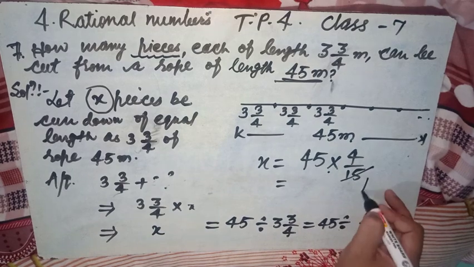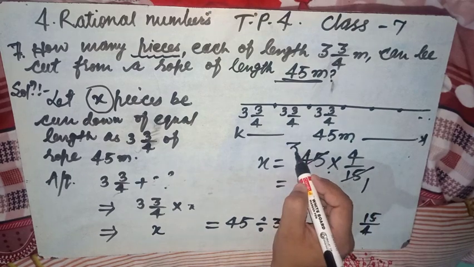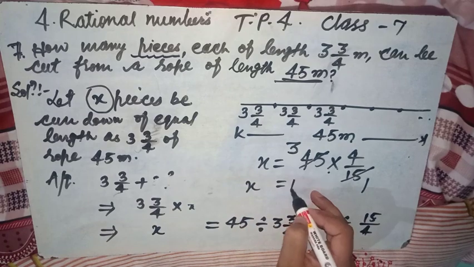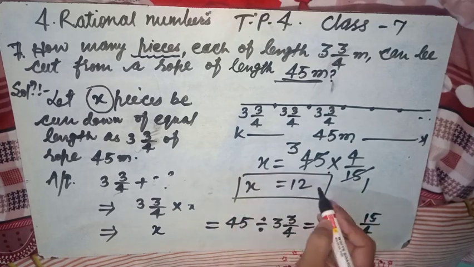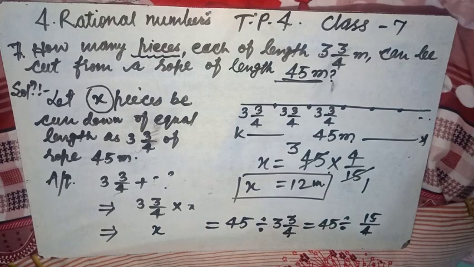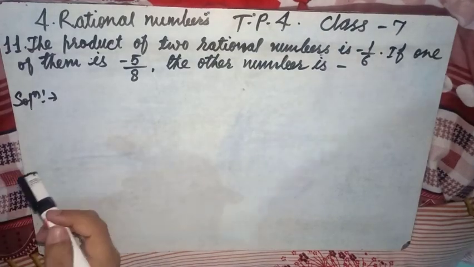Okay, now 15 ones are 15 and 15 threes are 45. Here x is equal to 12 meter. Okay, this is your answer. Now students, see the next question.